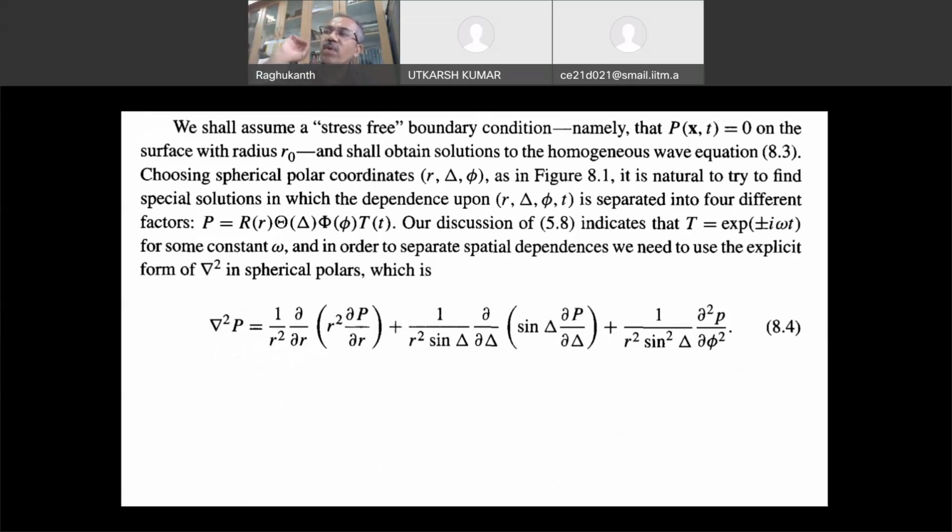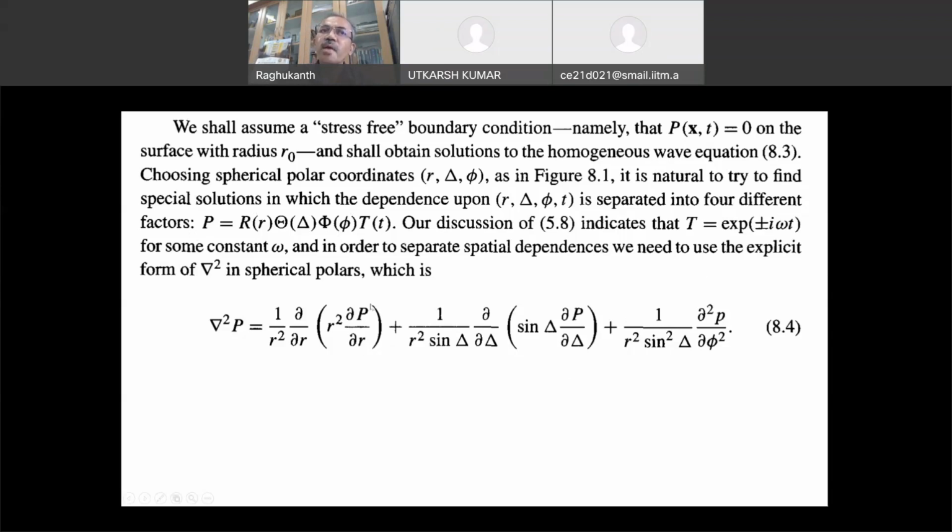So how do you solve a partial differential equation generally? What method do we use? Separating the variables. Separation of variables, excellent.